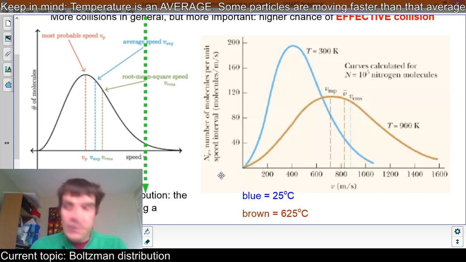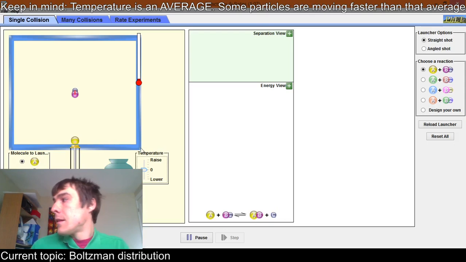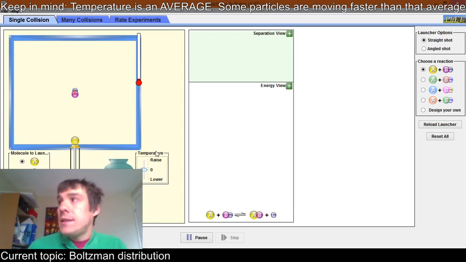I'm going to switch over to an applet that does this visually. So I'm going to pause and switch over to that. So here's a cool PhET simulation about reactions and rates. You can find the link to this down below. Basically, there's this little plunger, right, that can shoot a ball.